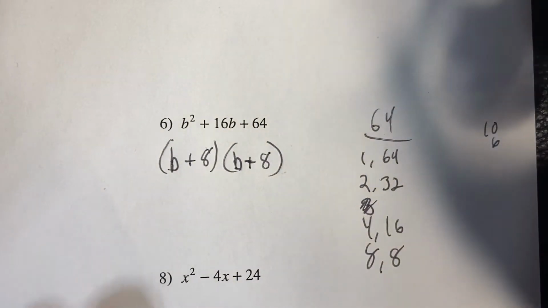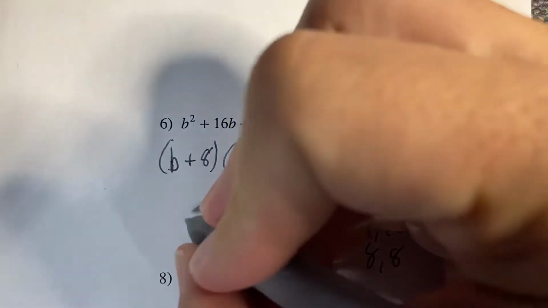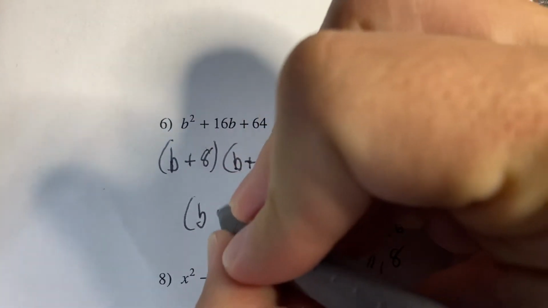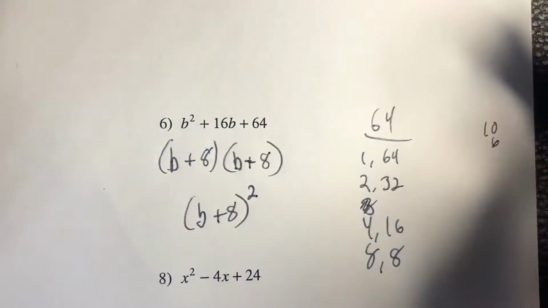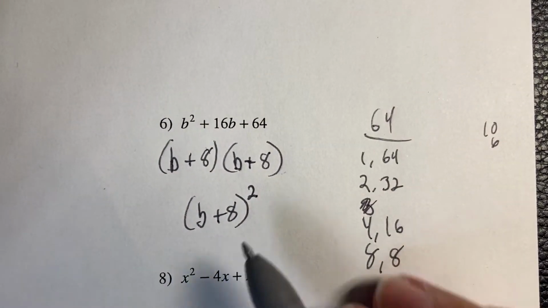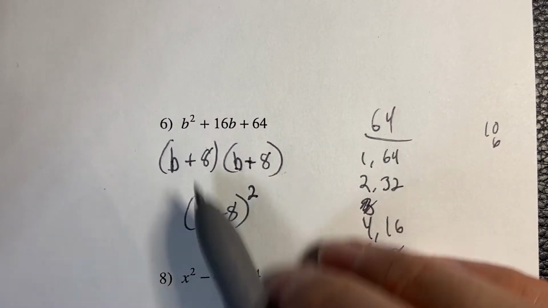We're good. And if you want to go the bonus extra route right here, you can actually condense these down to be b plus 8 squared. And you should remember this from the last test we took because you write them out both next to each other. It's all coming back around.